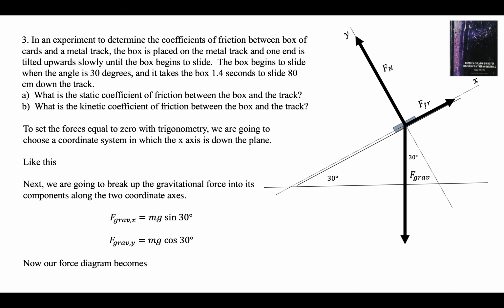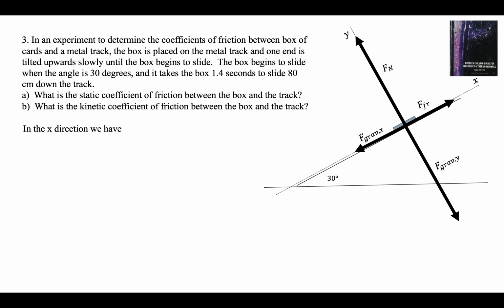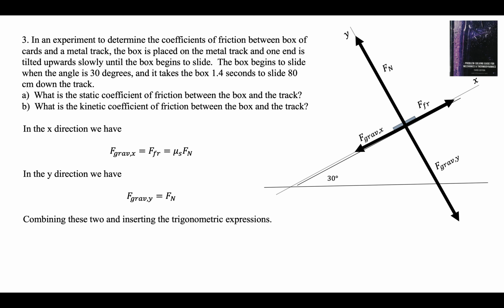Before, after. Now it's easy to see, with the forces balancing in the x direction and y direction, what the equations become. In the x direction, we have F gravity sub x equals the frictional force, and remember the frictional force is a maximum, mu static F sub n. In the y direction, we have F sub n balances F gravity sub y. So we can combine these two expressions and stick in the mg cosine 30 and mg sine 30 and get that.